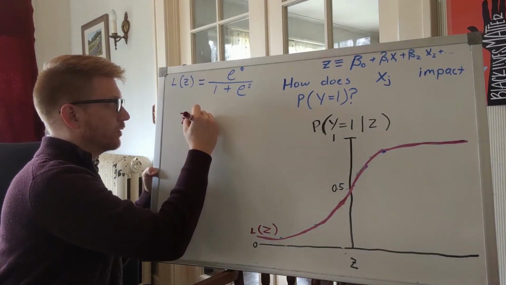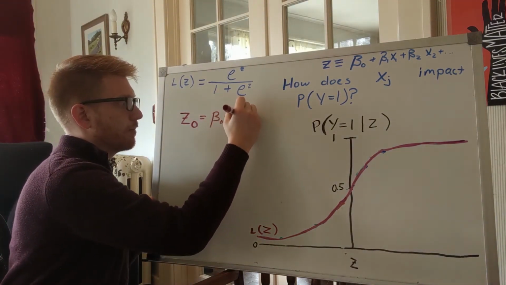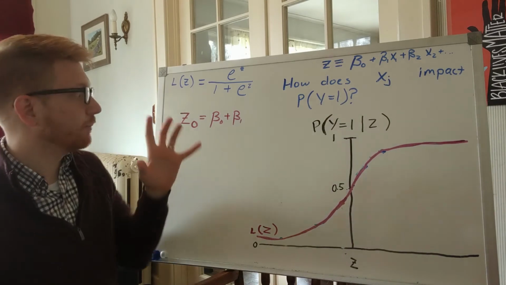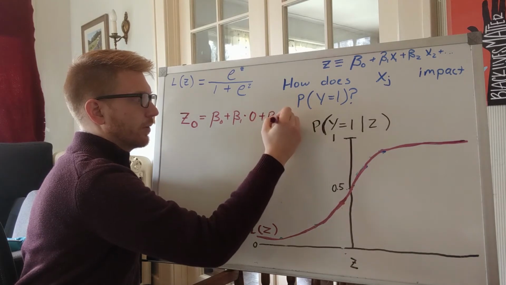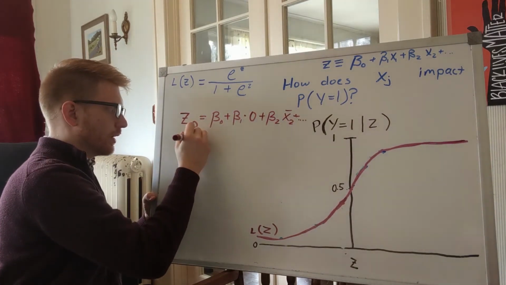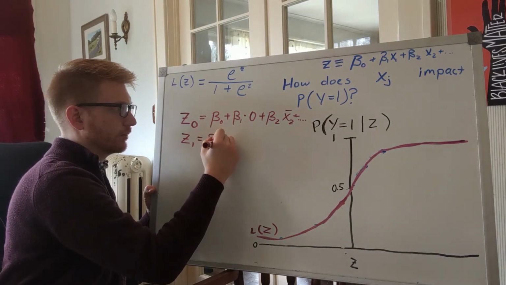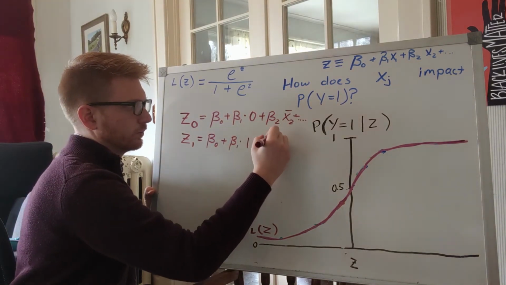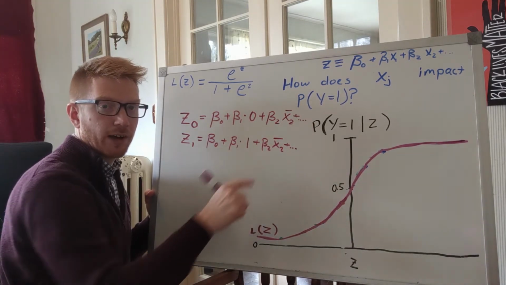So our z0 is going to be beta 0 plus beta 1. Now, instead of using the average value for x1, I'm just going to use 0. But for the other x's, I'm going to use their average, and so on. z1 is going to use, instead of 0, for x1, we're going to use 1. But for the other x's, we will use their average.